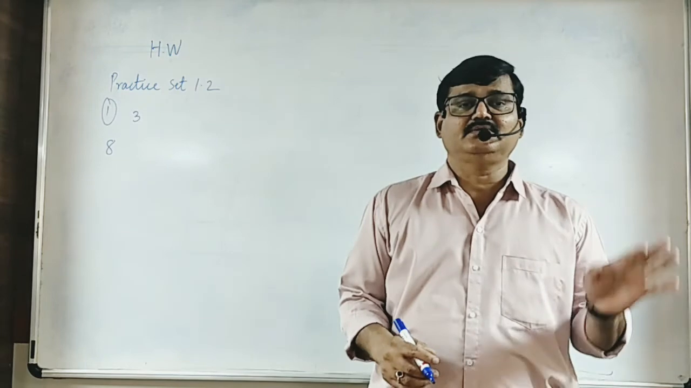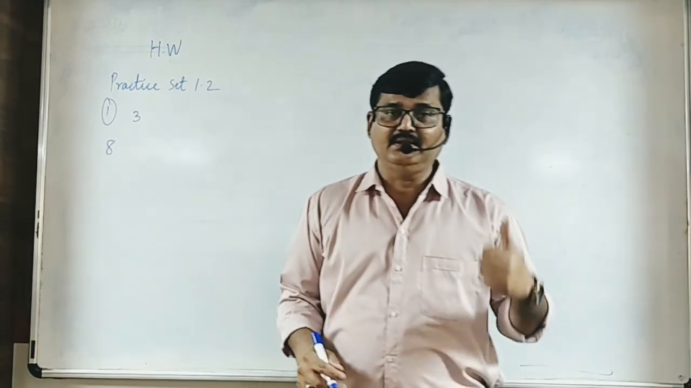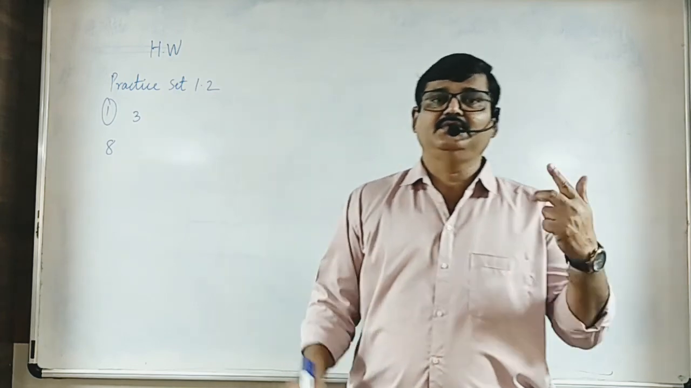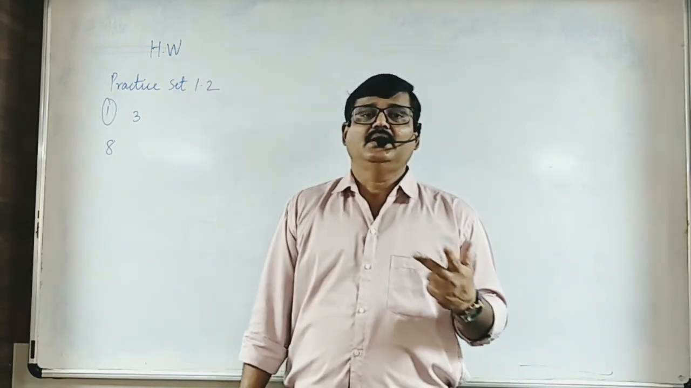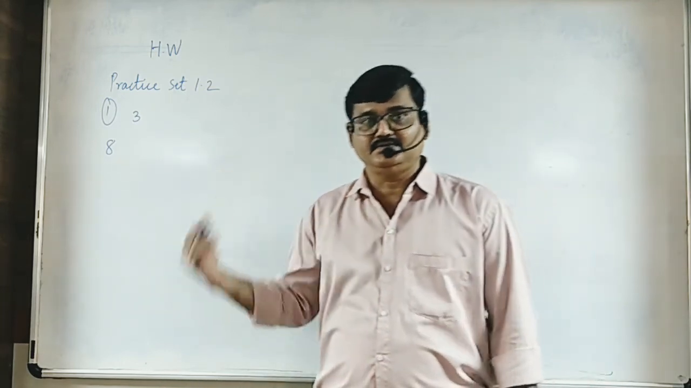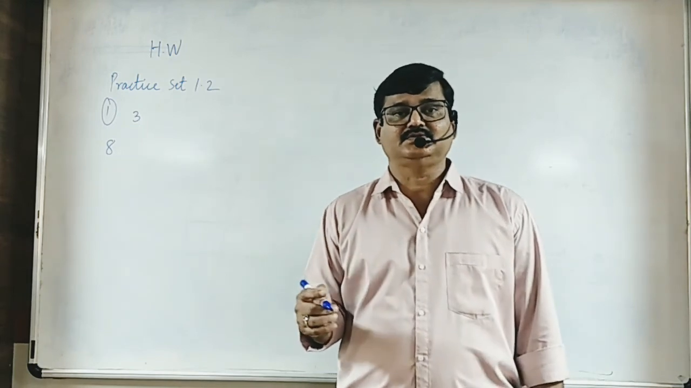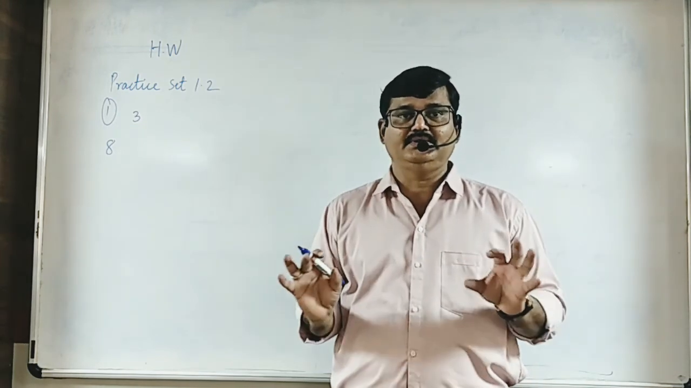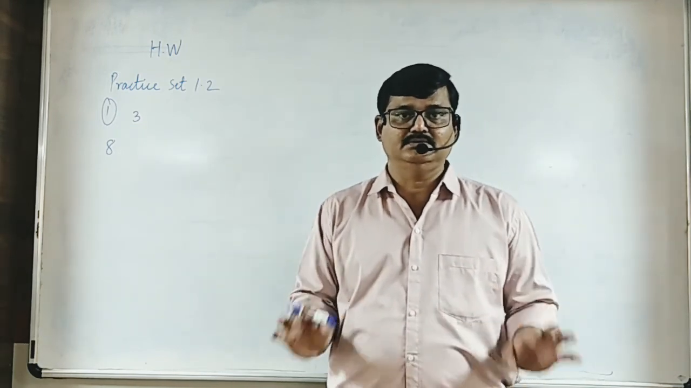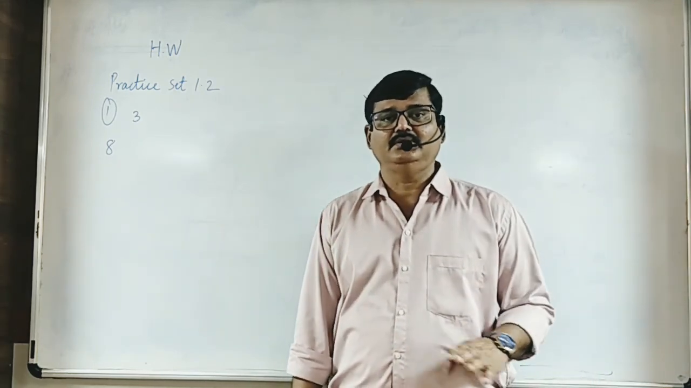And in practice set 1.2, up till now we have done the basic proportionality theorem and the converse of the basic proportionality theorem. Then we did the angle bisector theorem of a triangle and its converse, and I have taught one more, that is the intercepts made by three parallel lines and a transversal. These are all the properties and theorems we have done up till now in practice sets 1.1 and 1.2.